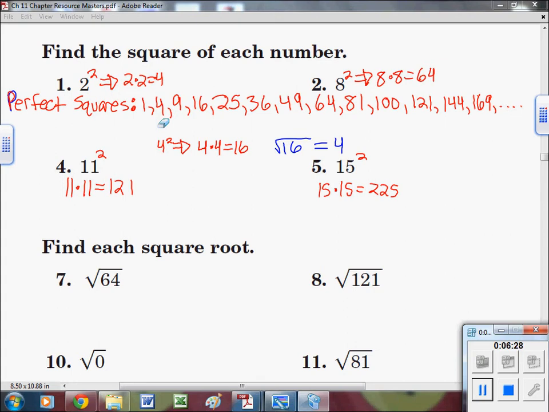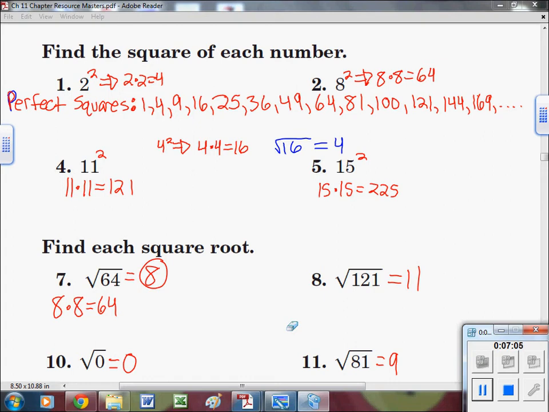Okay, now, finding each square root. Now we're doing the opposite, we're doing square root. So square root of 64. What times itself is 64? Well, if you remember from earlier, 8 times 8 is 64. So that means the square root of 64 is 8. 121, well, we just had that one up here. So the square root of 121 is 11. 81, we mentioned that when we did our list of perfect squares. The square root of 81 is 9, because 9 times 9 is 81. Square root of 0, what times itself equals 0? Well, 0 times 0 equals 0. So the square root of 0 is 0.